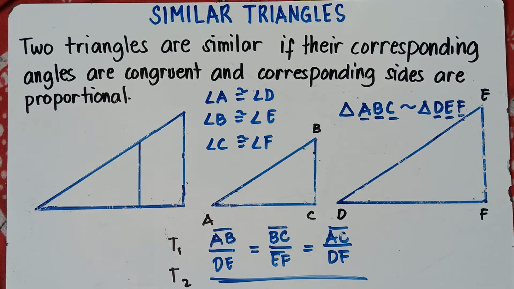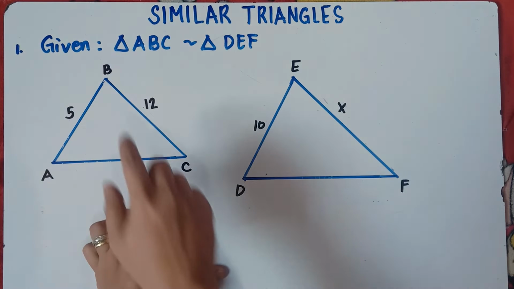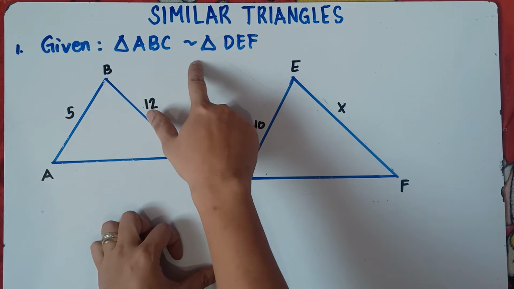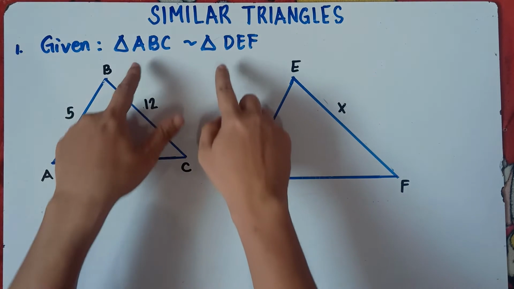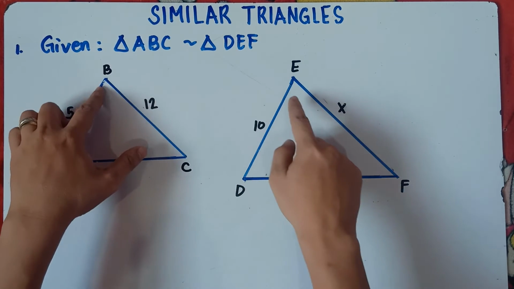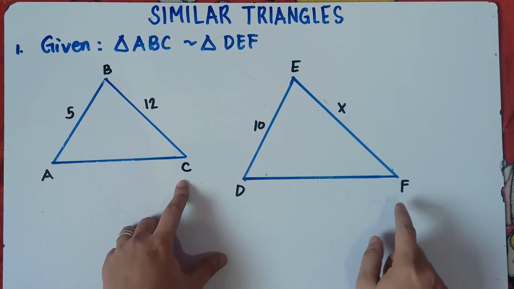Okay, so let's try an example. Alright, so let's start with number 1. Once again, class, do not be worried because I will give you 3 examples for you to really understand how to solve similar triangles. We are given that triangle ABC is similar to triangle DEF. Angle A corresponds to angle D, angle B corresponds to angle E, and angle C corresponds to angle F.